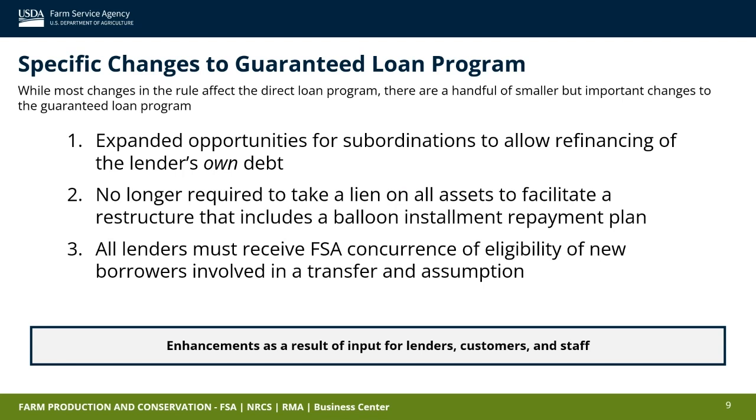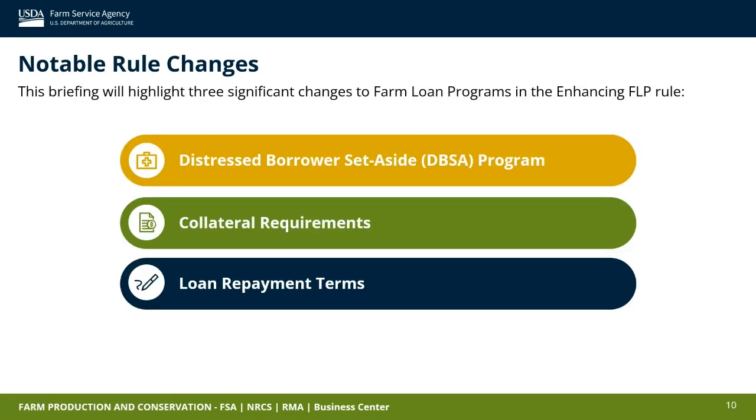Make sure those instances don't happen in those rare times where we want to pursue a transfer and assumption, or the lender would like to do that. And you just bring FSA into the concurrence process of that request earlier to ensure that those guarantees stay fully in compliance. So those are really the three specific notable guaranteed loan program changes.